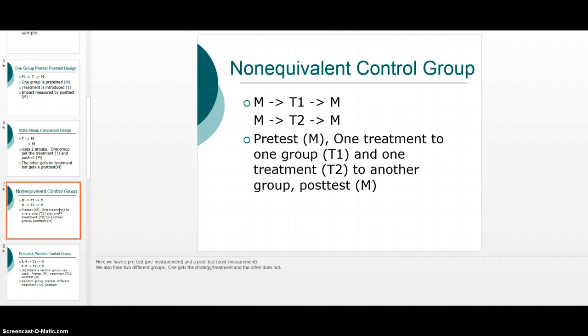The next research design type is the non-equivalent control group. Here we have two groups again. That can be two students, two groups, or one class period divided into two groups. First of all, you're going to take a measurement or collect some data. Then you're going to introduce the strategy to one group but not to the other, or you're going to use the strategy with one group and not the other. And then you're going to take the same measurement or collect the same data at the end.